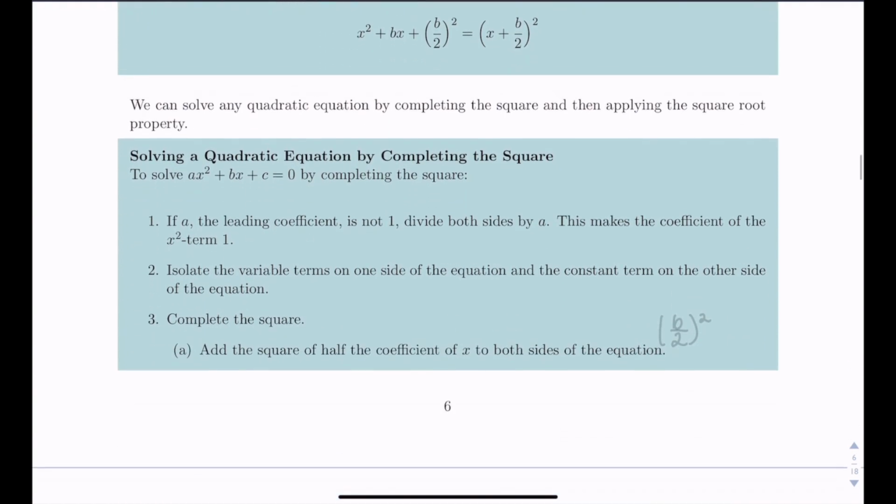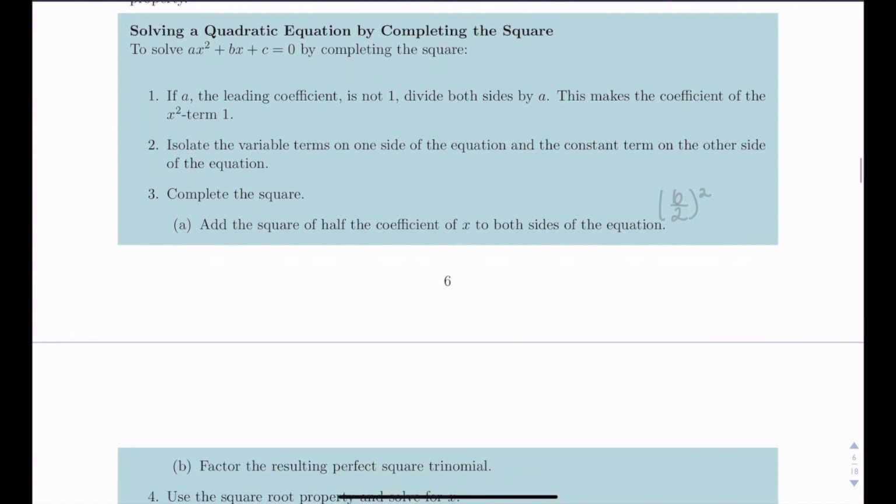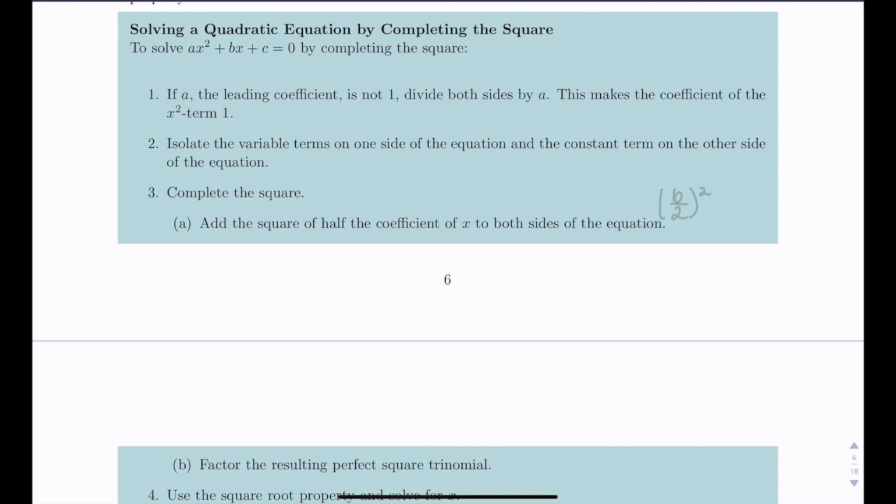The way we want to complete the square is, first, the leading coefficient must be 1. So if it's not, you need to divide both sides by a. Then you isolate the variable terms on one side of the equation and the constant term on the other side. So on one side you only want to have an x squared and an x term, and on the opposite you want to have your constant. Then you want to complete the square. So you're going to add the square of half of the coefficient of x to both sides of the equation, or b over 2 squared. That's where this comes in.